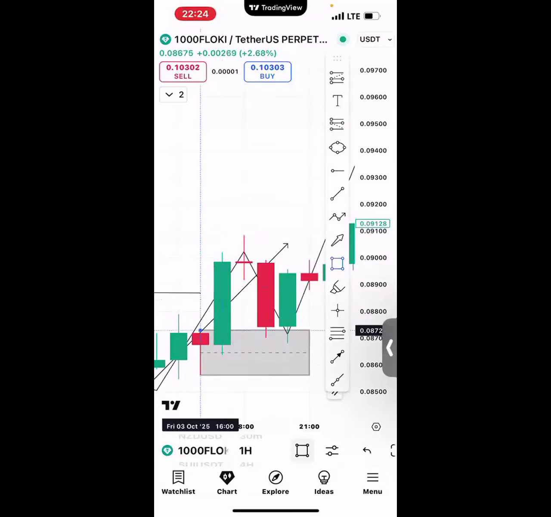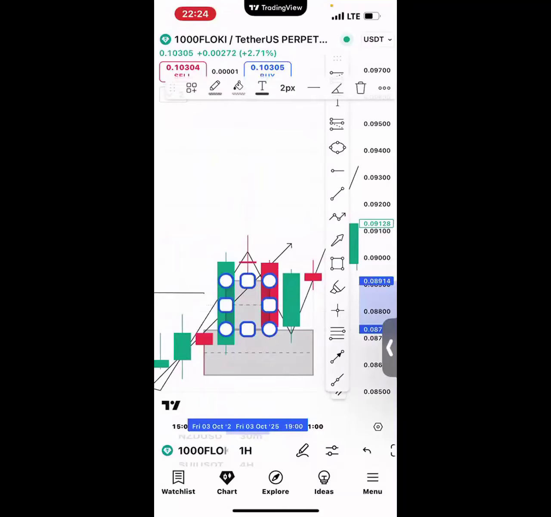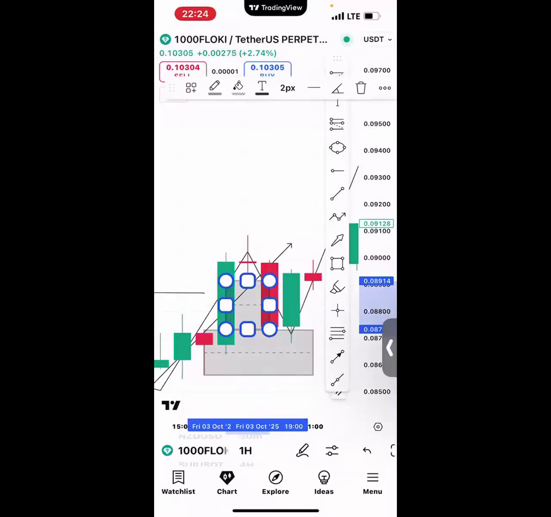So it will be the body, the tip of this first candle, which is your institutional candle, to the tip of the third candle. And if you check very well, there's a space between these three candles. Please, this place is very important.